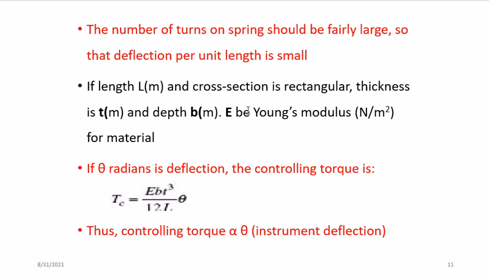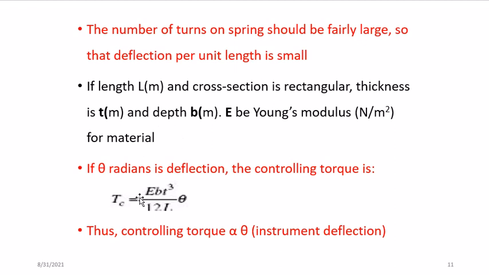And we assume E is the Young's modulus of the material used for making the spring, in Newton per meter squared. So now, if we assume theta is the radian deflection, that is the angular deflection whenever we put in a signal that we want to measure, the total controlling torque that the spring will provide is given by: Tc equals E B T cubed over 12L, times theta. We define E, B, T, and L; all of the definitions are here.